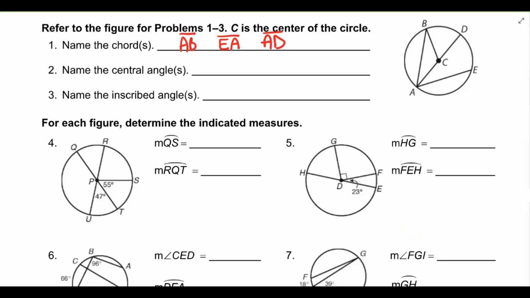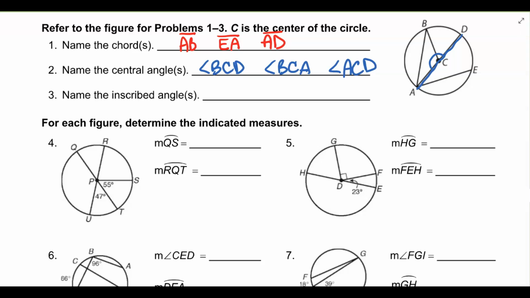Next, name the central angles. A central angle is going to be an angle where the vertex is at the center. So BCD is one example, or DCB. BCA is another example, or ACB. We also have, technically, the straight angle of DCA or ACD. That straight angle just happens to be a central angle. The vertex is at the center. It's just a straight line as well.